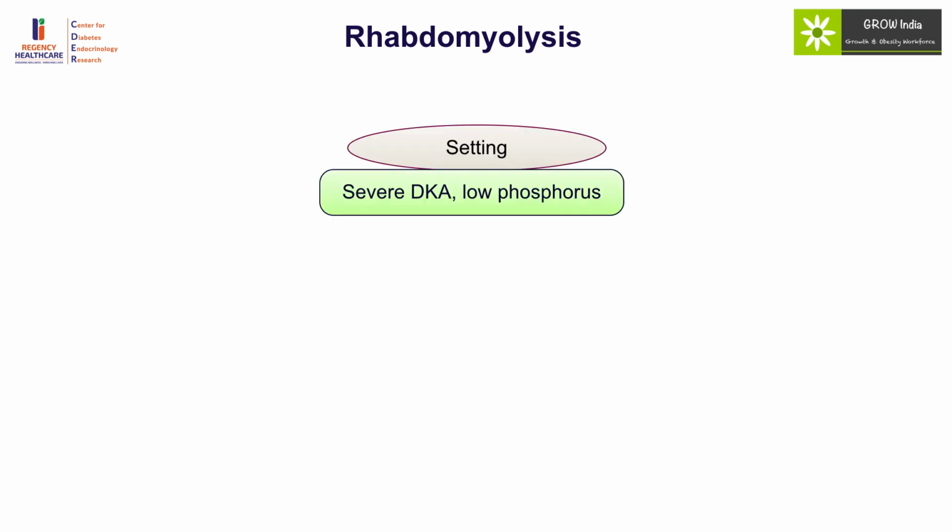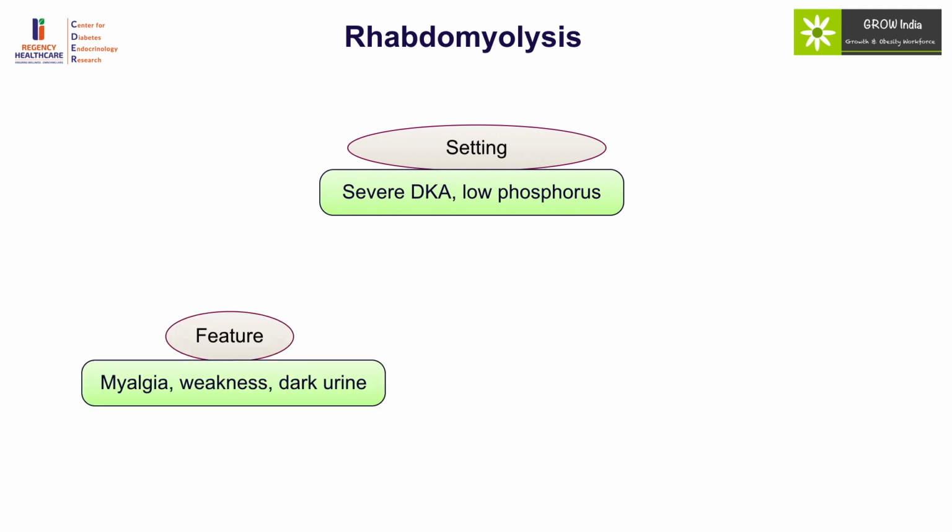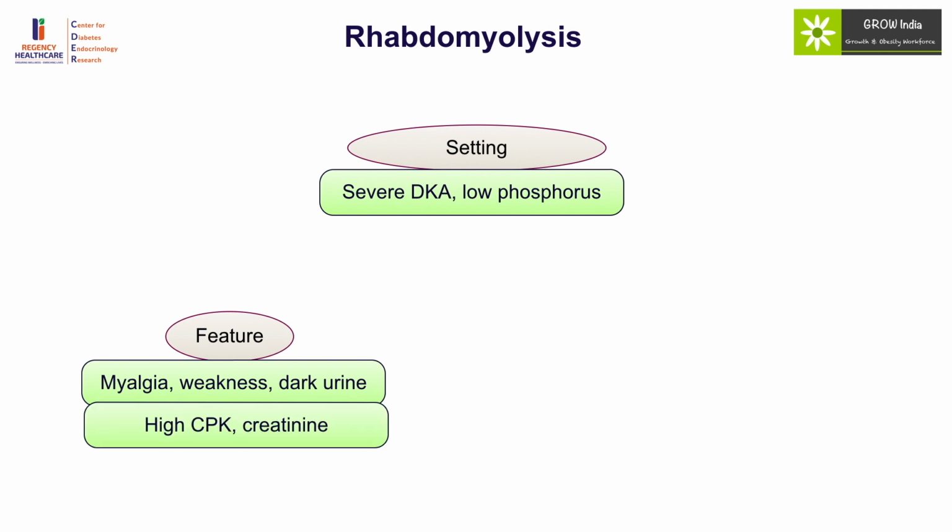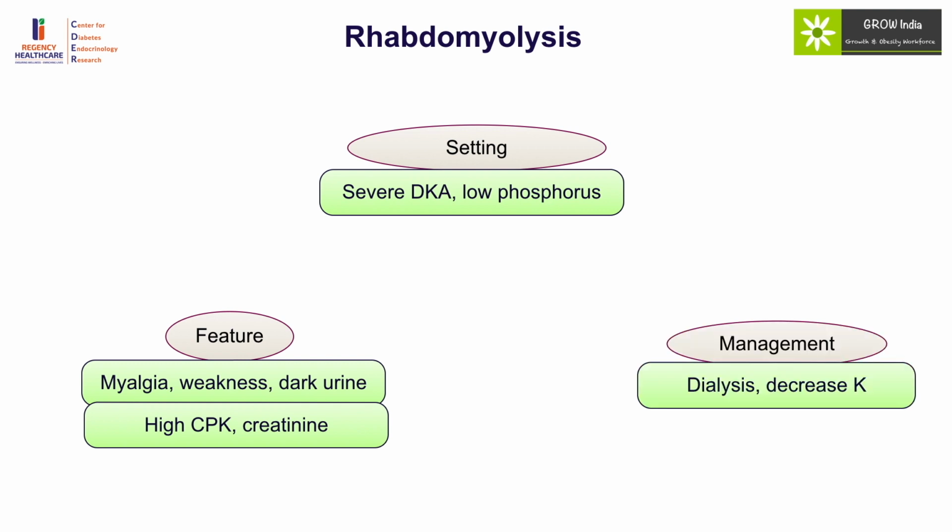Rhabdomyolysis is rare in DKA but may happen in severe cases along with hypophosphatemia. It typically presents with myalgia, sudden onset pain in legs, weakness and dark urine. CPK level and creatinine levels become high. The condition is managed using dialysis and decrease in potassium infusion in this setting, and it is a really difficult situation to manage.